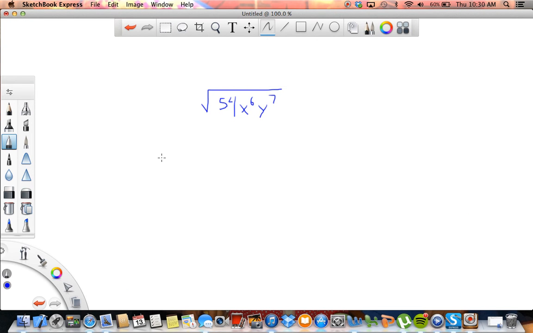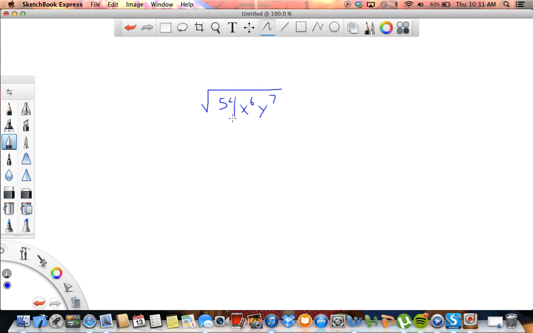Alright, so I skipped number 7. We went on to number 8 because number 8 is a little bit tougher, and it kind of does the exact same thing that number 7 does. So you'll get the same type of problem here. Well, we've got the square root of 54 times x to the 6th times y to the 7th. So we've got a lot of stuff we've got to do here.